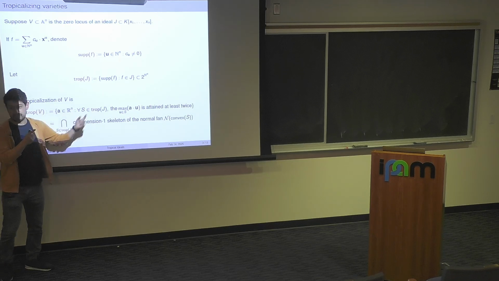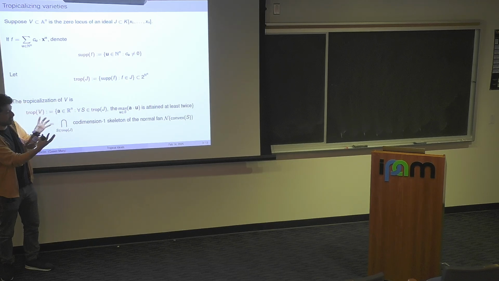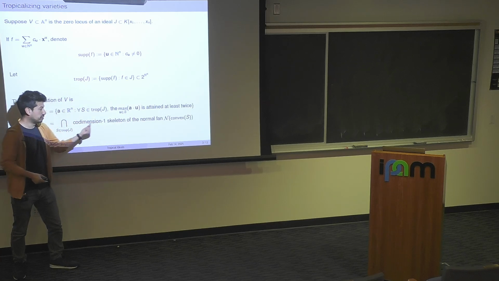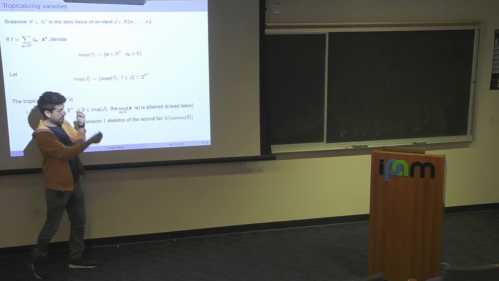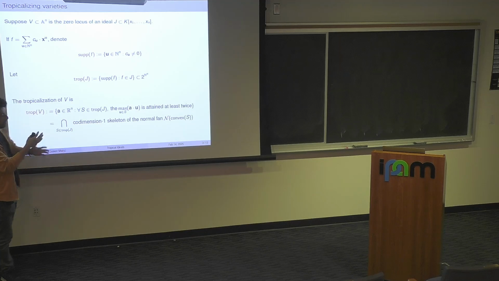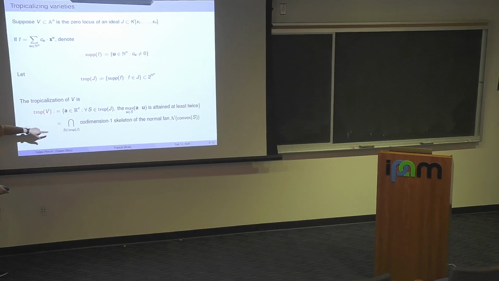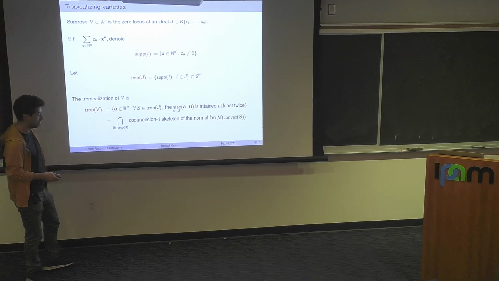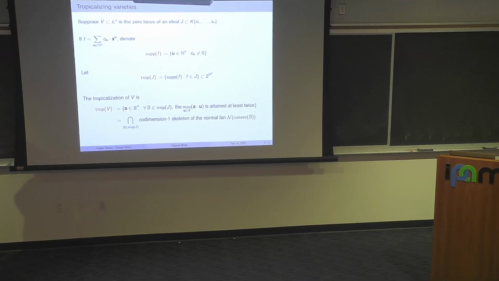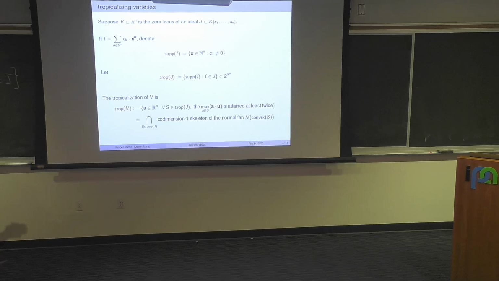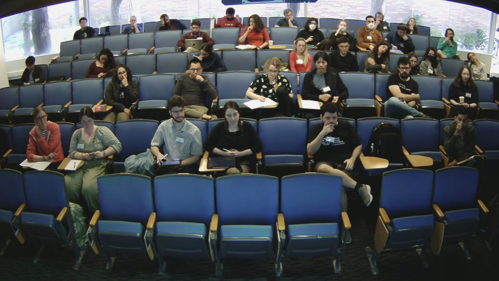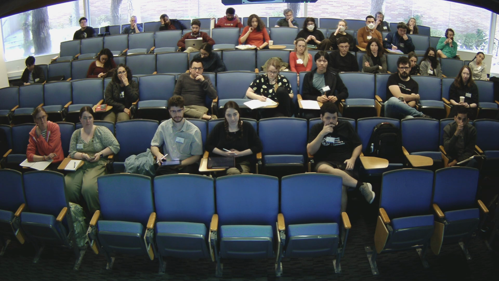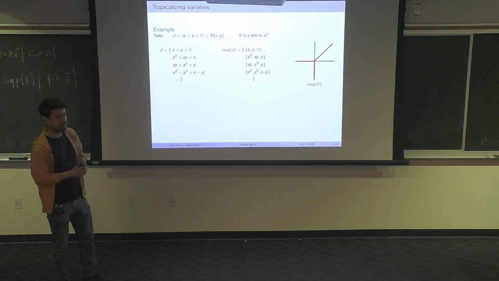So the directions that point to at least 2 vertices in a subset S is just the codimension 1 skeleton of the normal fan of the convex hull, of the Newton polytope. And then you intersect all those for all the subsets in your tropical ideal. All right, I'm going to have an example just like John said, please don't get bored.